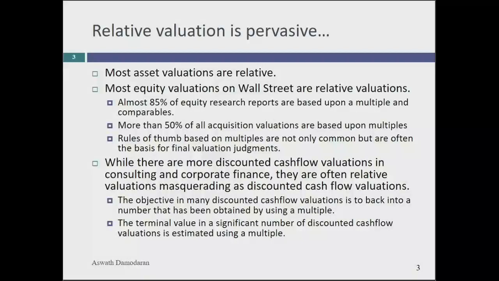Almost every rule of thumb in investing that you see out there is based on a multiple, right? Price to book ratio less than 1 is cheap. PEG ratio less than 1 is cheap. PE less than 8 is cheap. Nobody uses DCF rules of thumb. So clearly, pricing dominates valuation out there.